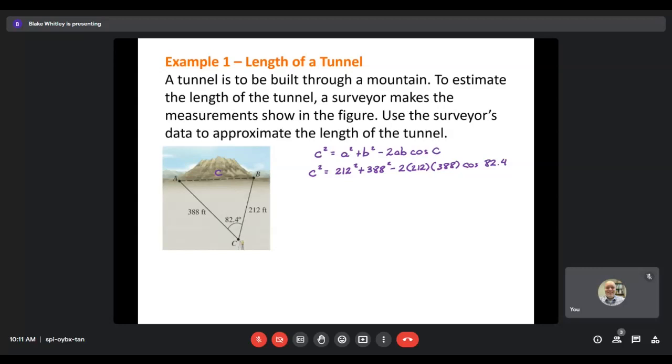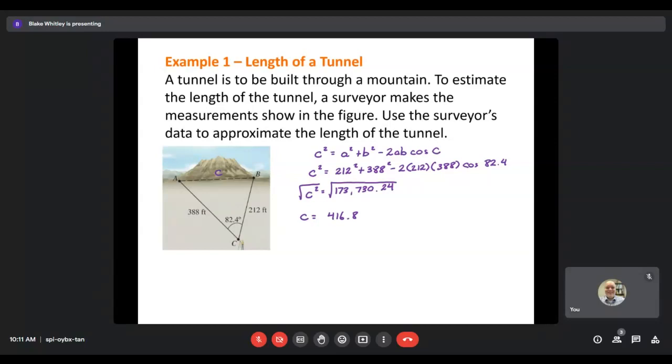And so that should give us now 173,730.24. Now, since we're looking for C and not C squared, we still need to take a square root here. So I'm going to take the square root of both sides. So C should be equal to 416.8.